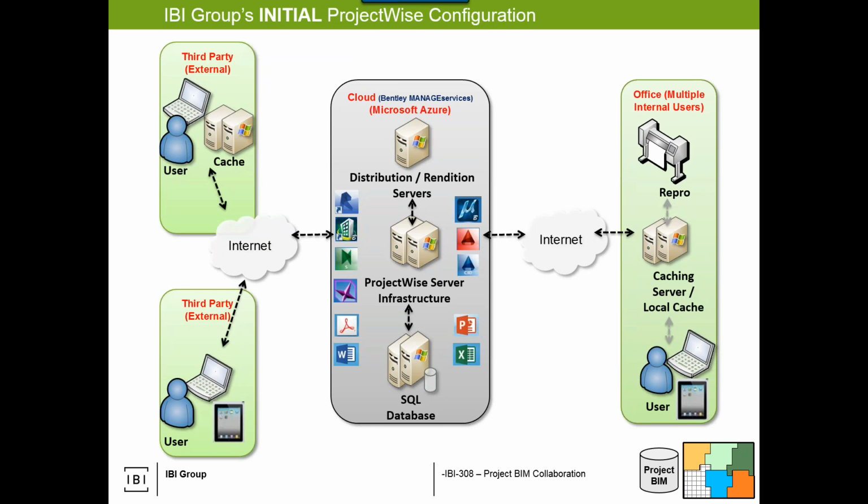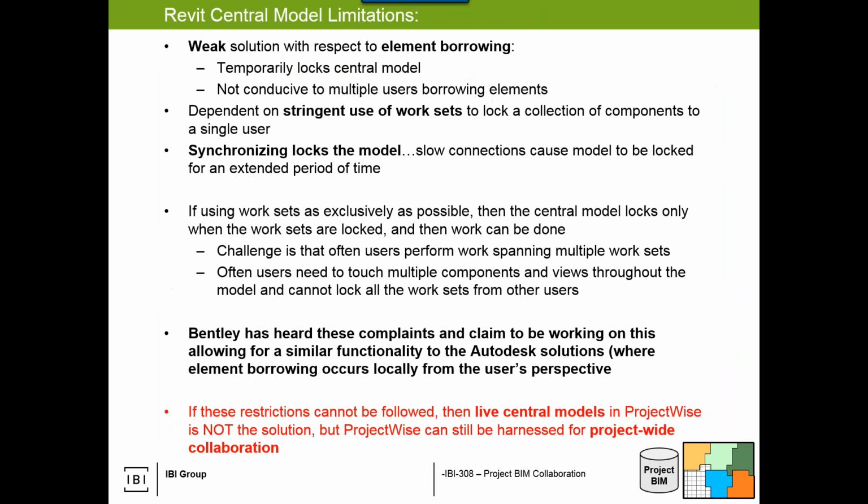This is what ProjectWise looks like. This is the initial deployment. The middle is the hub hosted up in the cloud. Basically, ProjectWise is just a bunch of servers: integration server, orchestration server, distribution server, rendition, etc., with a SQL database backbone. We access it from offices. We access it from external entities, all via the internet. Now, from a Revit Central model perspective, today it's a weak solution relative to element borrowing. And this is a very, very critical thing to note.